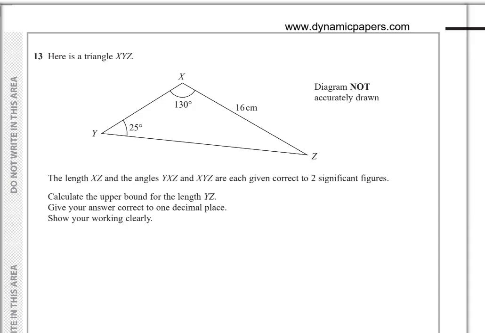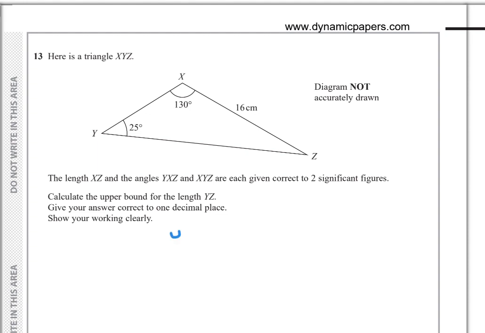Number 13. Here's a triangle XYZ. The length XZ and the angles YXZ and XYZ are each given correct to two significant figures. Calculate the upper bound for the length YZ. Give your answer correct to one decimal place. We can use the sine rule to find YZ. YZ over sine 130 equals 16 over sine 25.